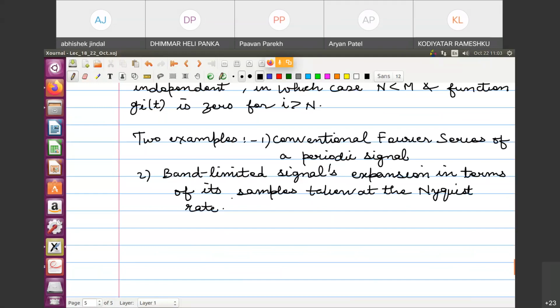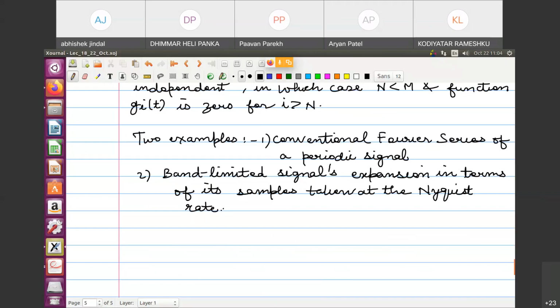So in both the cases, we do this sort of an expansion in terms of orthonormal functions. In the Fourier series, you know that the complex exponentials you use are all orthogonal to each other over the period of the signal. Similarly, for the band limited signal, we studied in our initial lectures that any band limited signal can be expressed in terms of a series in which the basis functions were shifted sinc functions. So that is what we have already done.